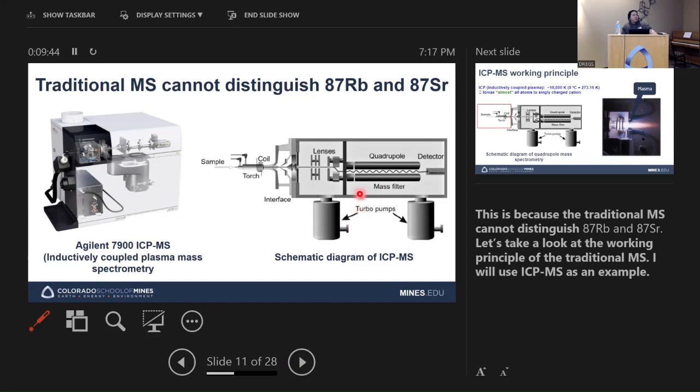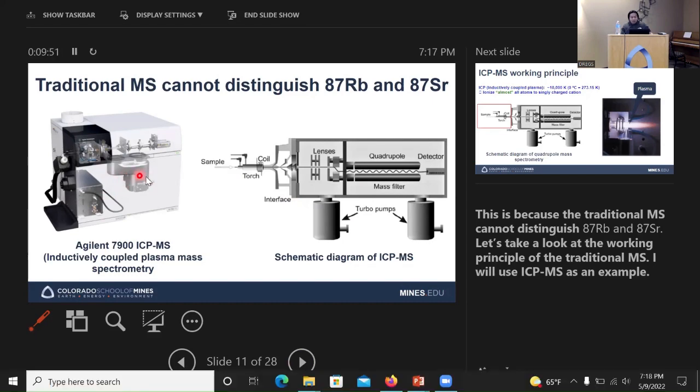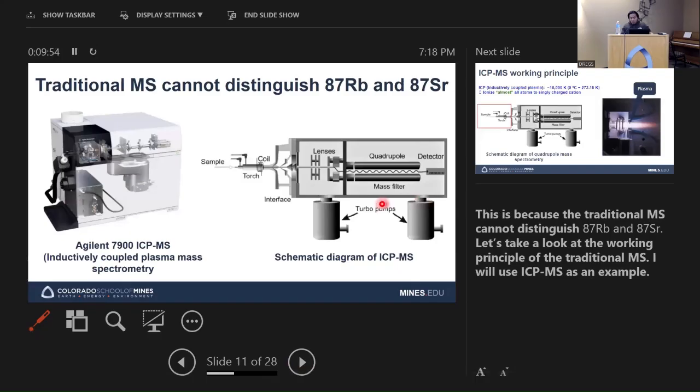Let's take a look at the traditional mass spectrometry first. This is an Agilent 7700 ICP-MS. ICP-MS stands for inductively coupled plasma mass spectrometry. And this is the schematic diagram of the ICP-MS.